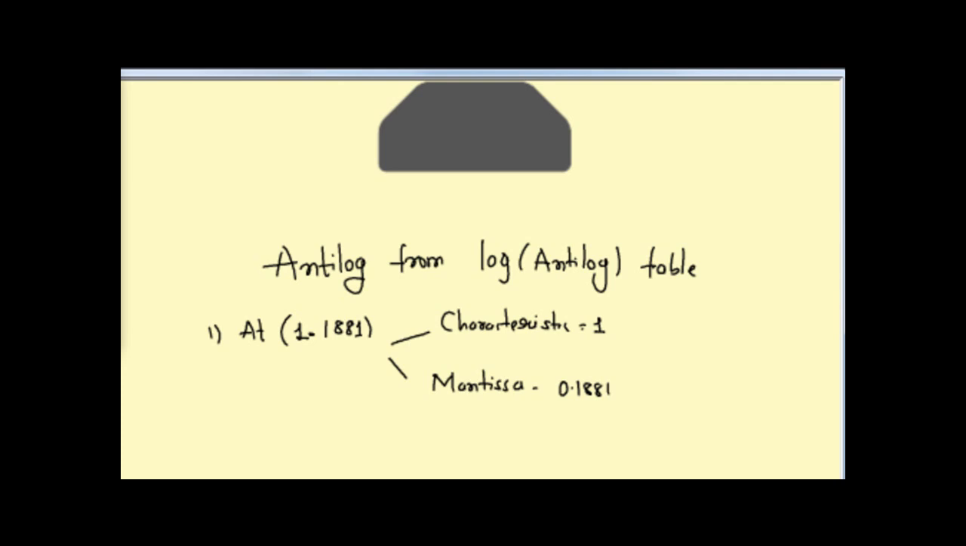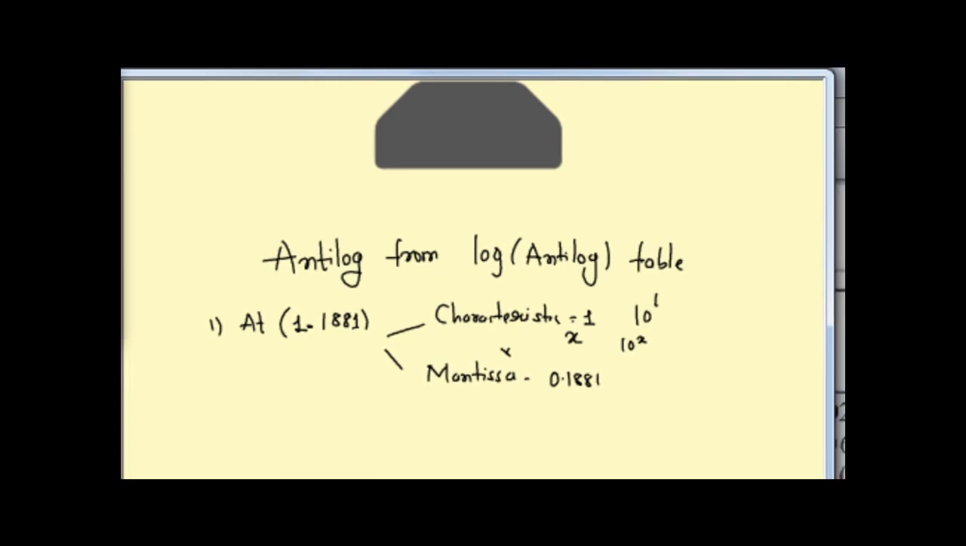In this part, what you have to do is take 10 to the power of the characteristic value. In this case the characteristic value is 1, so the antilog will be 10 raised to 1. Now suppose it would have been 2, then the antilog will be 10 raised to 2. For any general characteristic value of x, the antilog will be 10 raised to x. The mantissa part is 0.1881. Now this value we have to look up in the antilog tables.